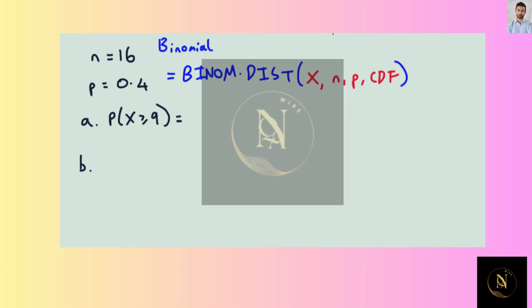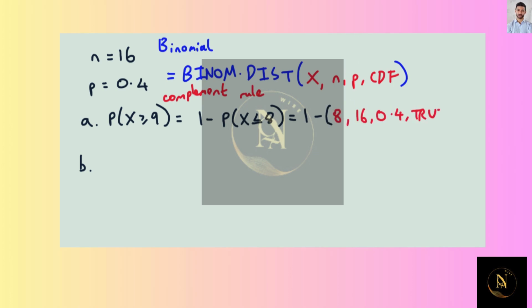But I can apply the complement rule, which is that if you add up the probability of an event and the event not happening, then the sum is 1. So you can start at 1 and take away the probabilities you don't want. We want at least 9. We don't want x to be 8 or fewer, which I can put in as 8, 16, 0.4, true, because I do want cumulative. This gives me my answer, 0.1423.